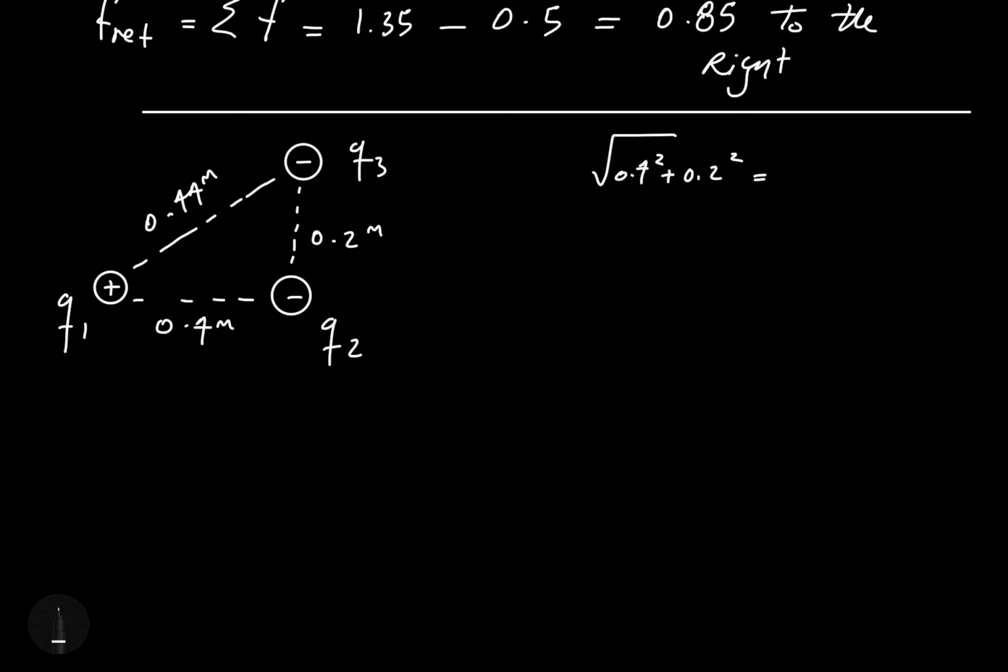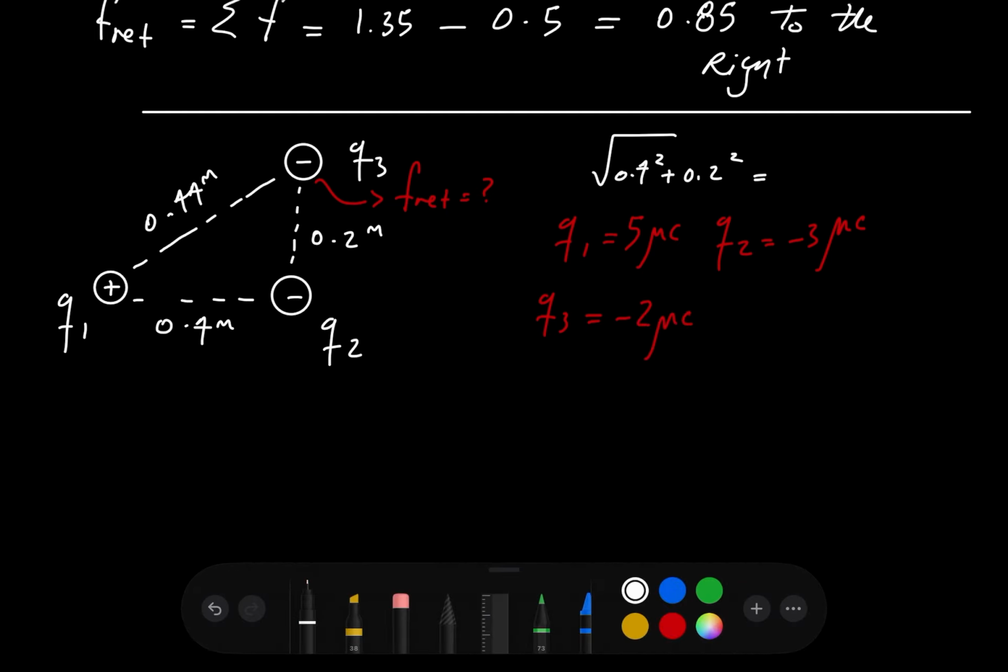Now here's the deal. What do you do if I ask you to find the net force acting on Q3? So how can you find the net force acting on Q3? And let's say that Q1 is 5 microcoulombs, Q2 is negative 3 microcoulombs, and Q3 is actually negative 2 microcoulombs. Also, the distance, or the hypotenuse, is actually 0.44 meters. That's what I found in the beginning.